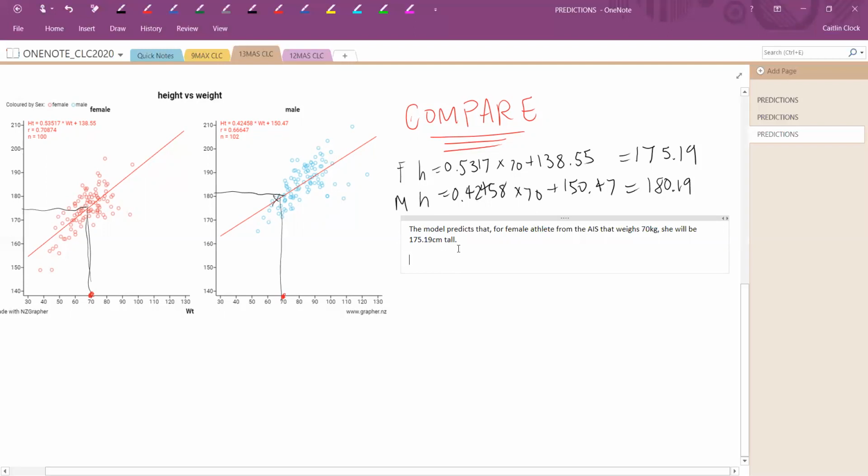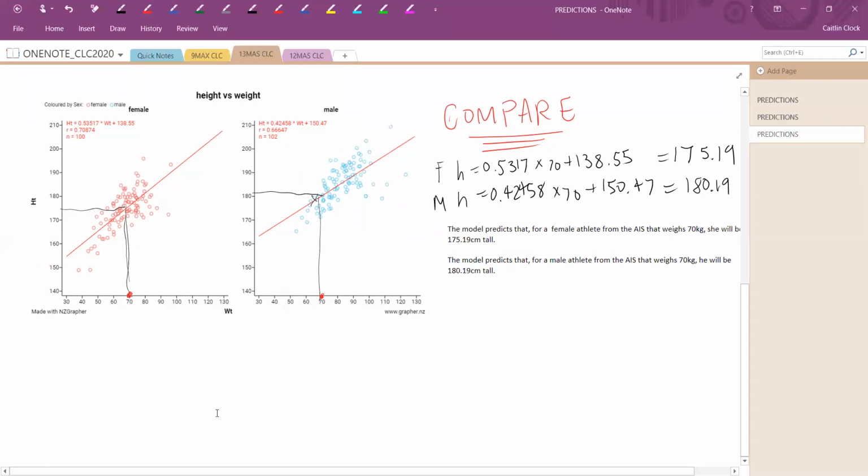And the same thing here for a male athlete that weighs 70 kg, he will be 180.19 centimeters tall. Okay? Right.